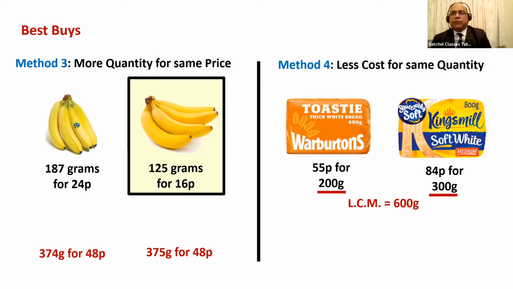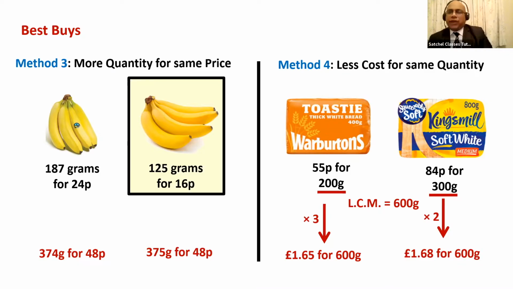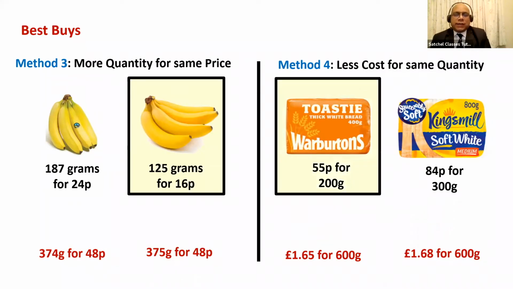What if I were to buy 600 grams of each bread? In the first case, I need to multiply it by 3 because 200 times 3 is 600. So I'll end up paying 1 pound 65. 55 times 3 is 1 pound 65 for 600 grams. In the second case, I need to multiply it by 2, right? 300 times 2 is 600. And 84 times 2 is 1 pound 68. So in the second case, I'll end up paying 1 pound 68 for 600 grams. Clearly, the first one I'm paying less for the same quantity, right? So that's clearly the best deal. 1 pound 65 for 600 grams as against 1 pound 68 for 600 grams.